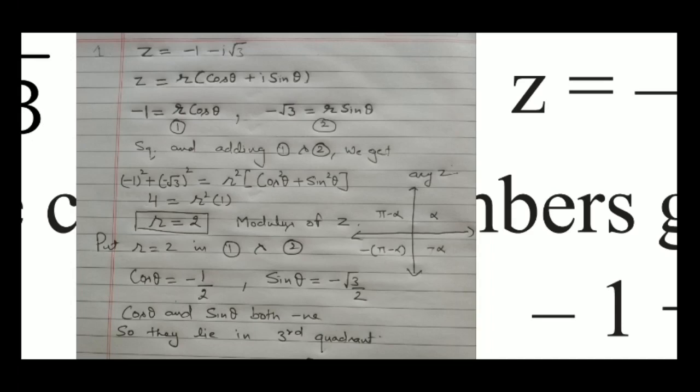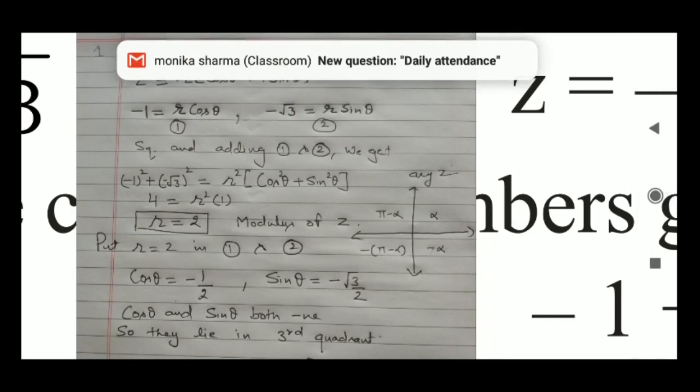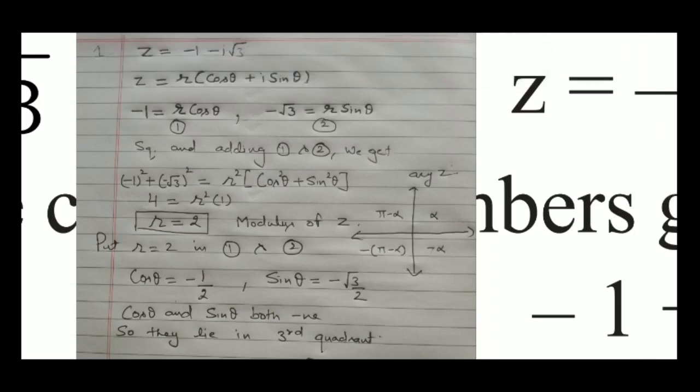Please note down: when sin theta and cos theta are both negative, they lie in the third quadrant. And remember, when cos theta is negative and sin theta is positive, it lies in the second quadrant, and when both are positive, they lie in the first quadrant. When sin theta is negative and cos theta is positive, they lie in the fourth quadrant. So here both are negative, so they lie in the third quadrant.